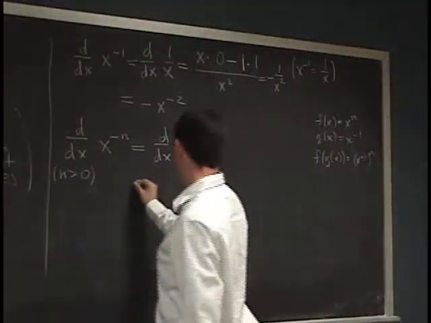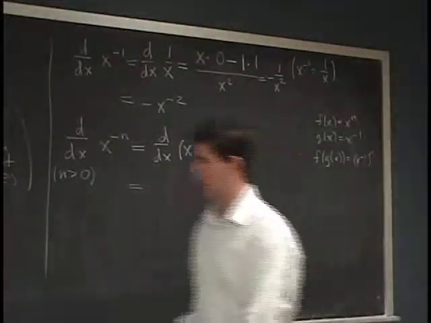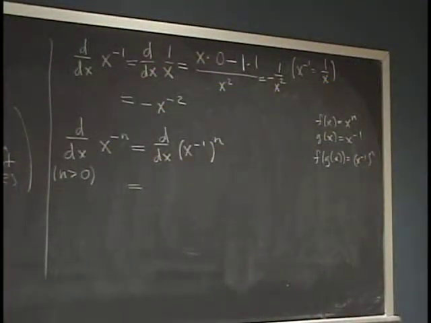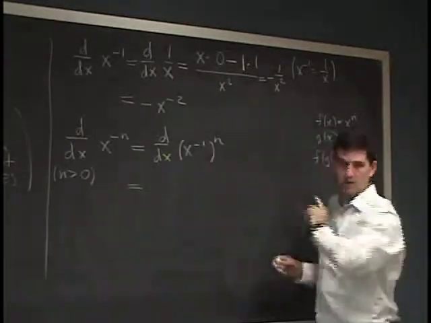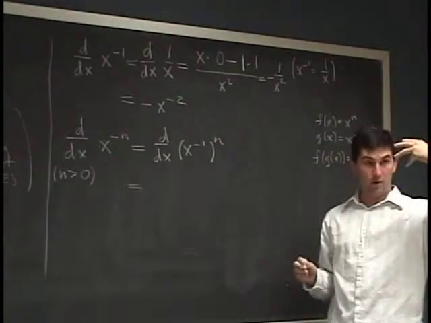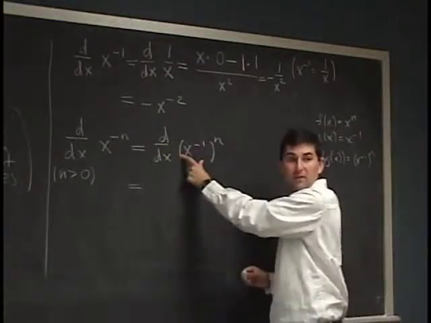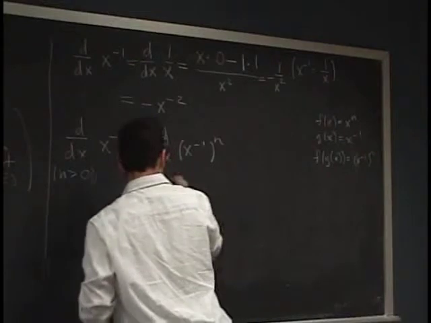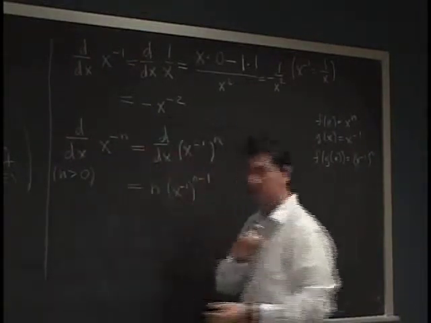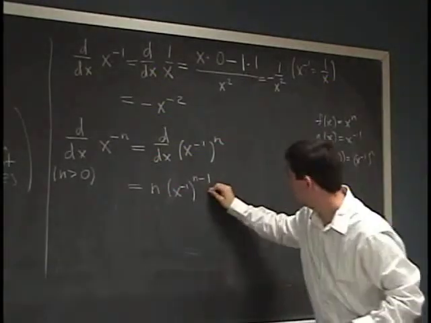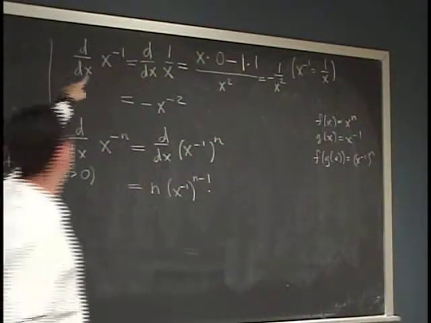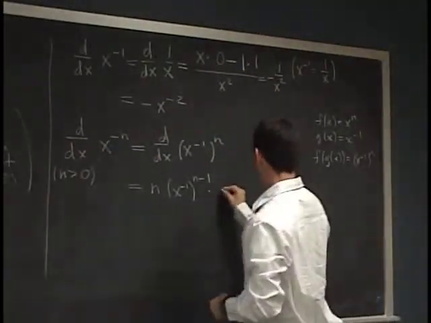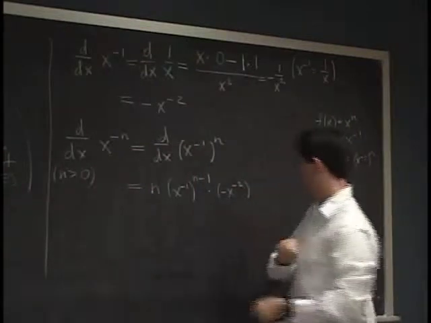Okay. So over here I can use the chain rule. The chain rule says, well, let's see what it says. You take the derivative of this outside function. The outside function is x to the n. So I take the derivative of that and I apply it to the inside function. So the derivative of x to the n would be n x to the n minus 1. But everywhere I see an x, I have to put an x inverse, because it's the inside function. So I get n times x inverse to the n minus 1, times, well, the chain rule doesn't end there, times the derivative of the inside function. And of course the derivative of the inside function is what we just computed. It's minus x to the minus 2. So I get minus x to the minus 2.